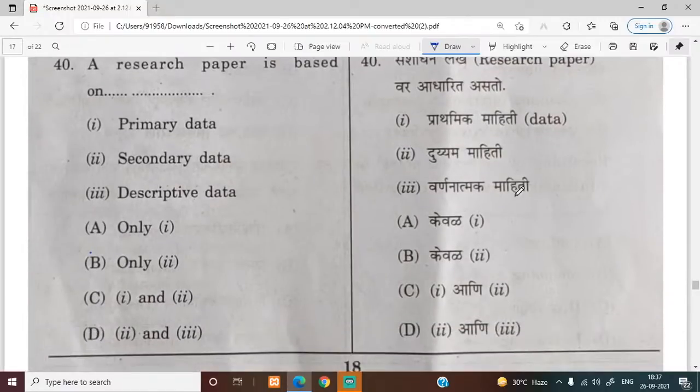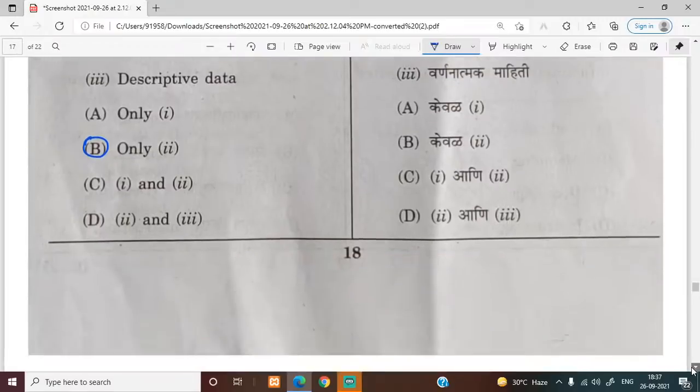Next question. A research paper is based on primary data, secondary data, descriptive data. Now the options are only one, only two, one and two, and three. What do you think is the answer here? Okay, let me tell you. The right answer is option B, only two. So primary data is what you create directly. Secondary is when you look at others' research and their data, it's called secondary data. So a research paper is based on secondary data. B is the answer. Only two.